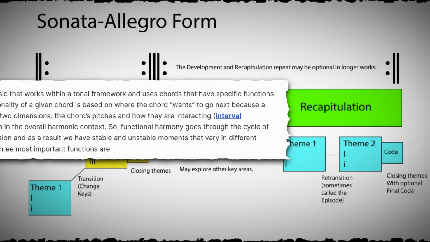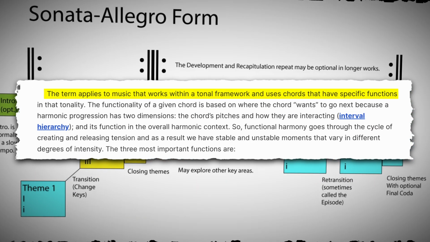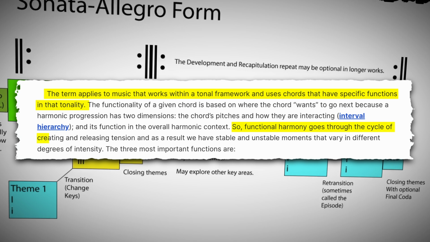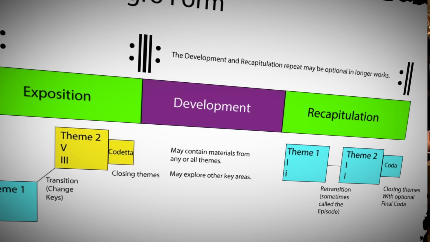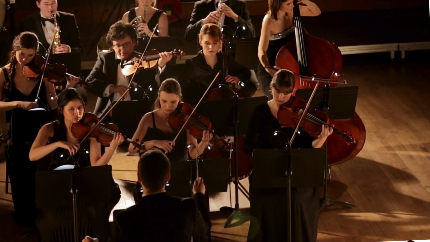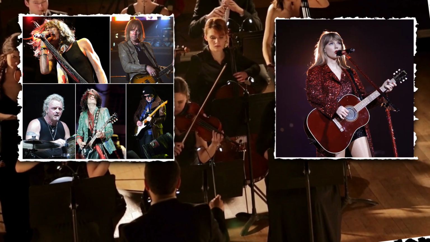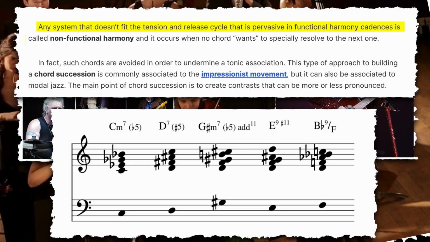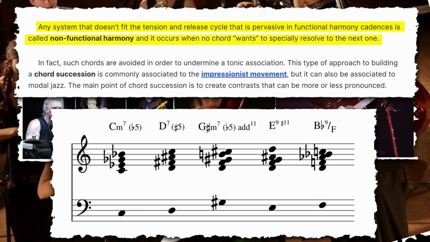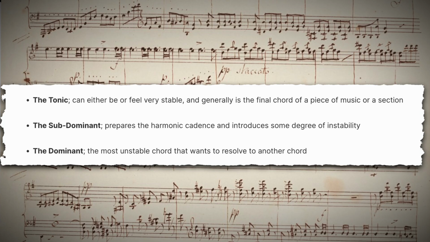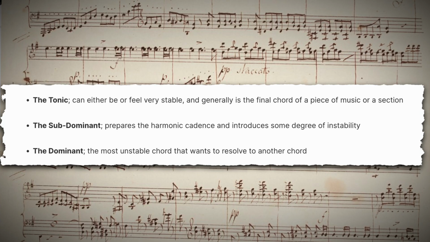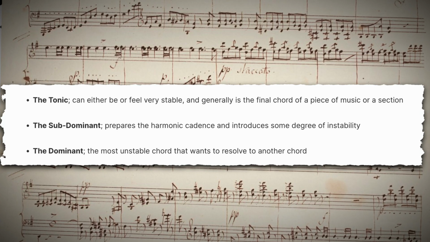This system of tension and release is what's known as functional harmony. Each chord has a job that serves a certain purpose, and the greater system that it operates in is known as tonality. Most music that we know and listen to follows the system of tonality and functional harmony. There are types of harmony that do not follow this convention, known as non-functional harmony, but that's best saved for another day.